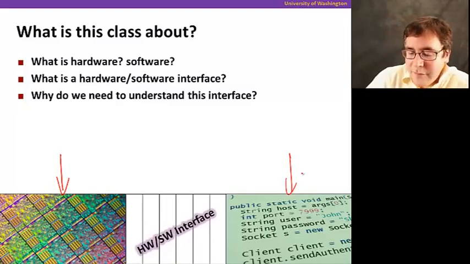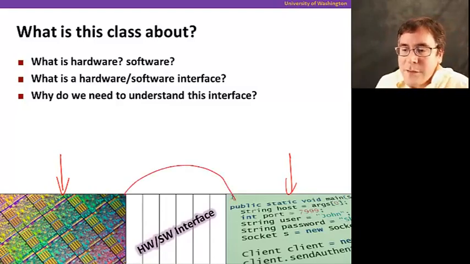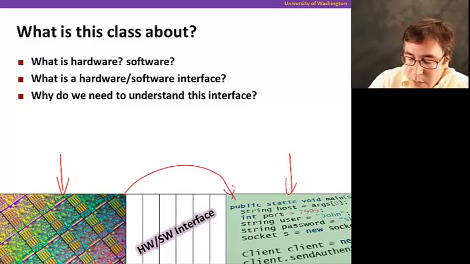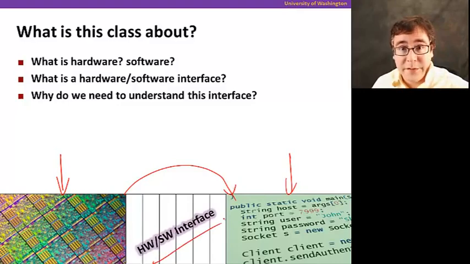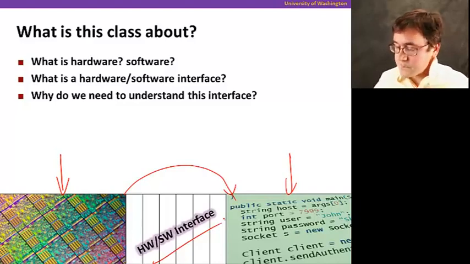But for that to happen effectively, there are many, many layers of abstractions between the hardware and the software. And this is what we call the hardware-software interface. The reason we want you to understand it is that it's going to help you understand better how computers work. It's going to make you a more effective programmer, better at writing efficient code, and just a better computer scientist.